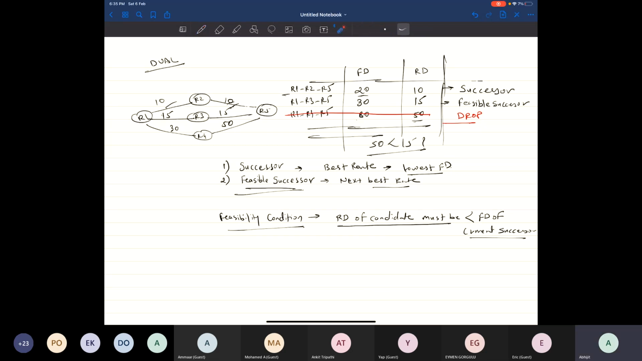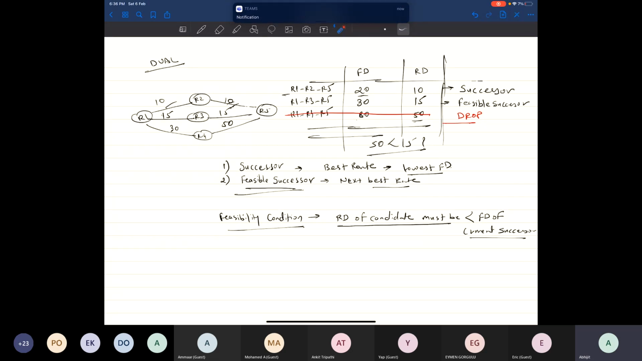And the first route will go into the routing table, and the second route will stay in the topology table. If the first route goes off, if anything happens to it, then the second route, which is the feasible successor, will become the successor, and it will be placed into the routing table. Do you understand how this works? Perfect. So that is exactly how it works. And I hope you understand how EIGRP works.